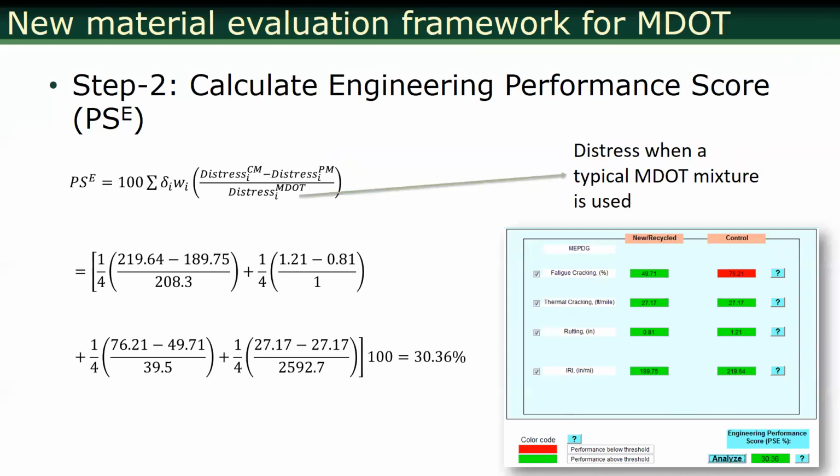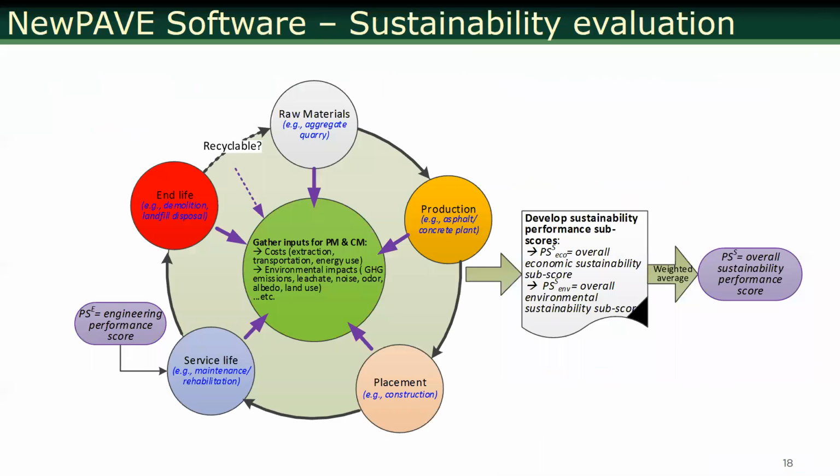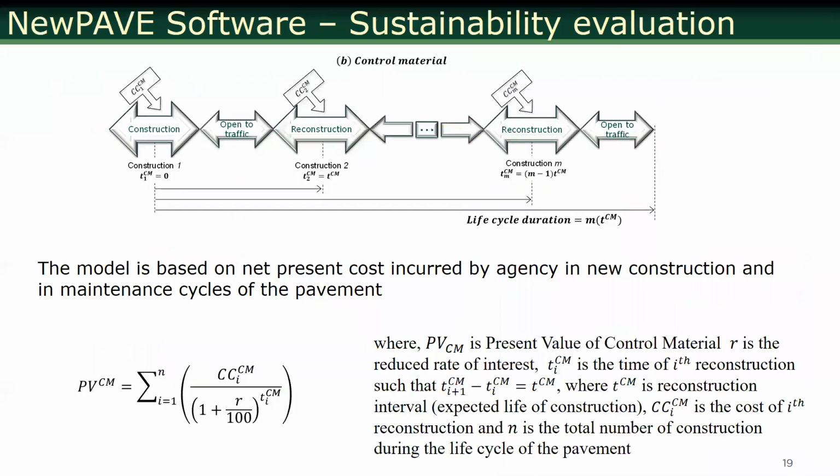Once you get a performance score, that performance score goes into the life cycle analysis in phase 2, and that phase 2 life cycle analysis is really based on present value analysis. So let's say the proposed material has a performance score of 50%, meaning it's 50% better than the control material.